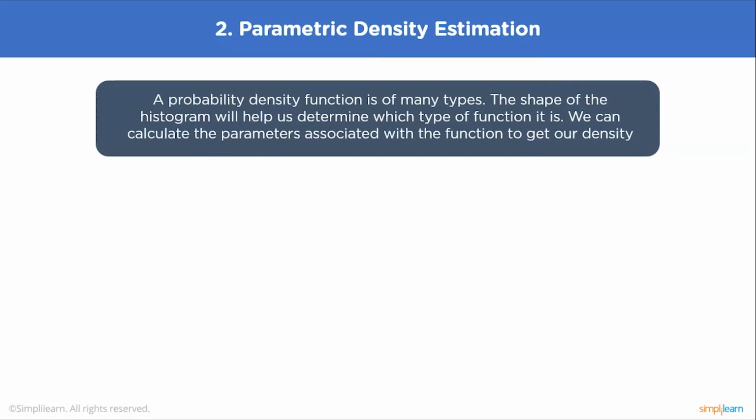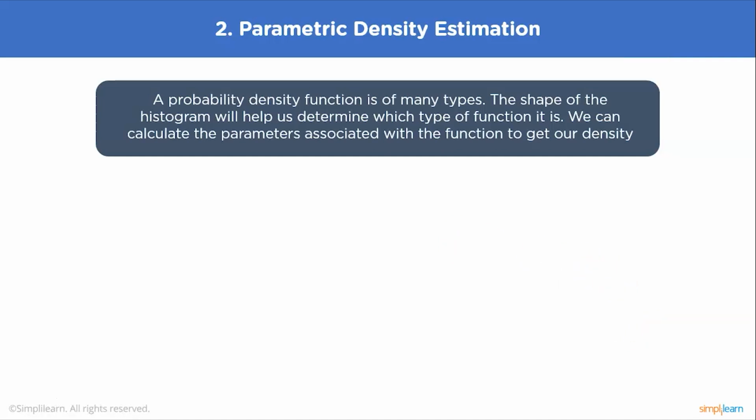The probability density function is of many types. The shape of your histogram will help you determine what type of function it is. We can also calculate the parameters associated with the function to get our density. Now, different probability distribution functions will have different graphs which will have different shapes and which will also have different parameters like mean, standard deviation, etc. associated with them. Using these parameters, we can find important points of our data. Hence, it's very important for us to recognize what type of distribution it is.